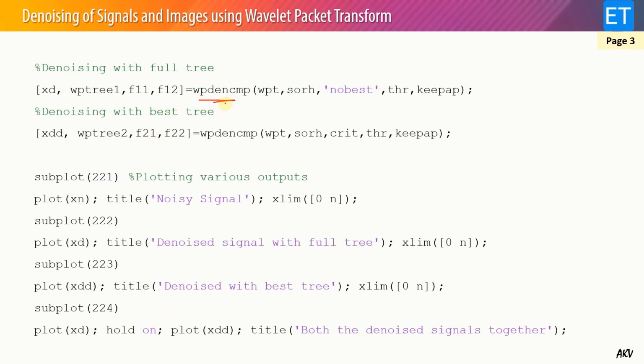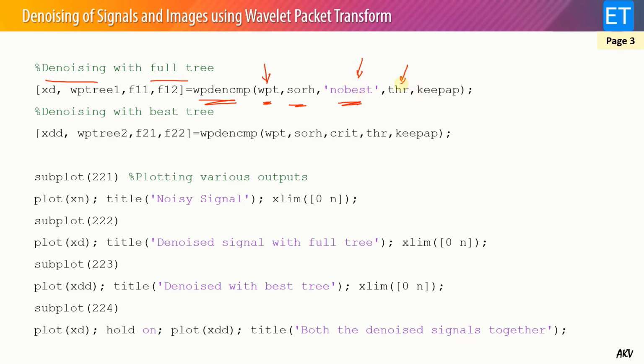So this is the function wpdencmp for denoising. The wavelet packet tree is passed here. The soft or hard thresholding type is passed, and here in place of the entropy criterion I am using the 'nobest'. No best because I want to use the full tree for denoising. I do not want any best tree on the basis of any entropy criterion. So I'm considering the full decomposition tree. That's why I have written the denoising with the full tree. So if you write nobest, then the full tree will be considered.